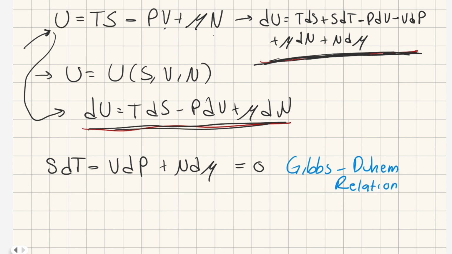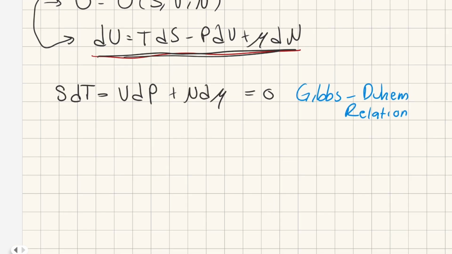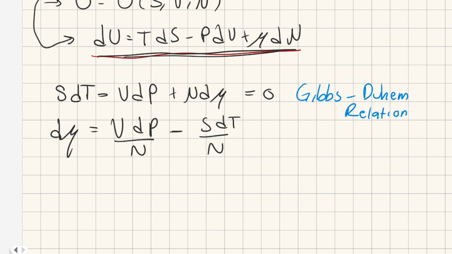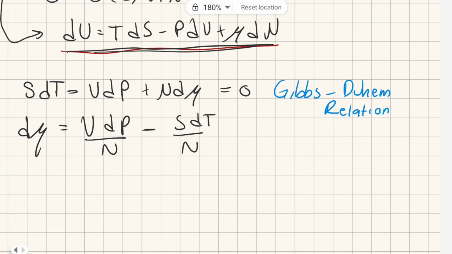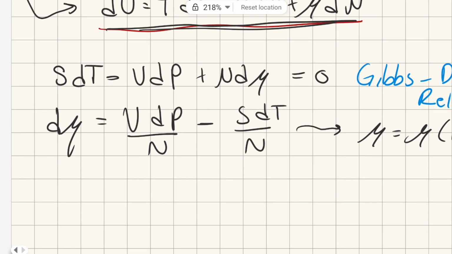And that is the equation that we are going to use to calculate the chemical potential associated to the ideal gas. Because from here we can say that d mu is equal to V dP divided by N, and then minus S dT divided by N. And actually what this is telling us is that mu is a function of the pressure and the temperature, right? Because this differential form is of the variables P and T.